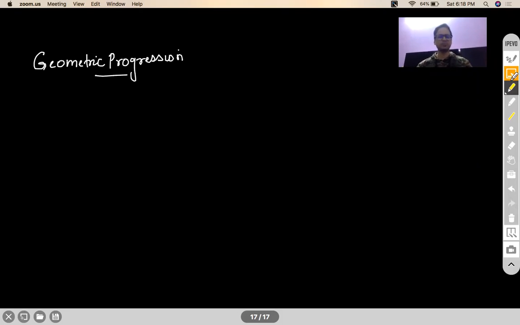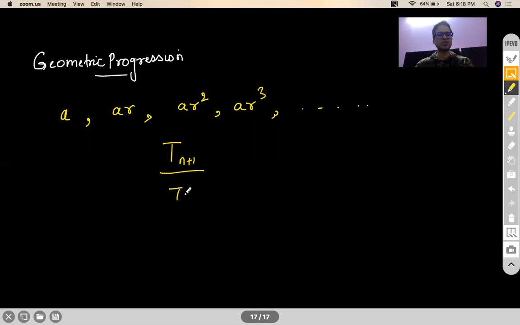Again, as I told you, it's a sequence where the subsequent term is obtained by multiplying the preceding term with a common ratio, right? As you can see, R here is the common ratio, which is the ratio of the subsequent term to the preceding. That means your n plus 1th term is obtained by multiplying R to the preceding term.